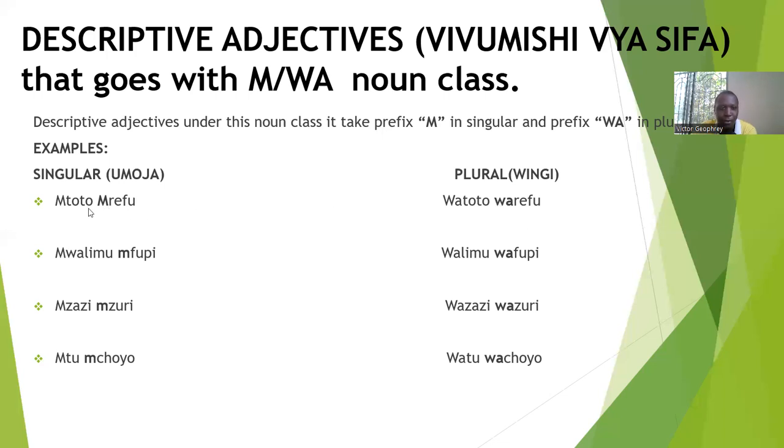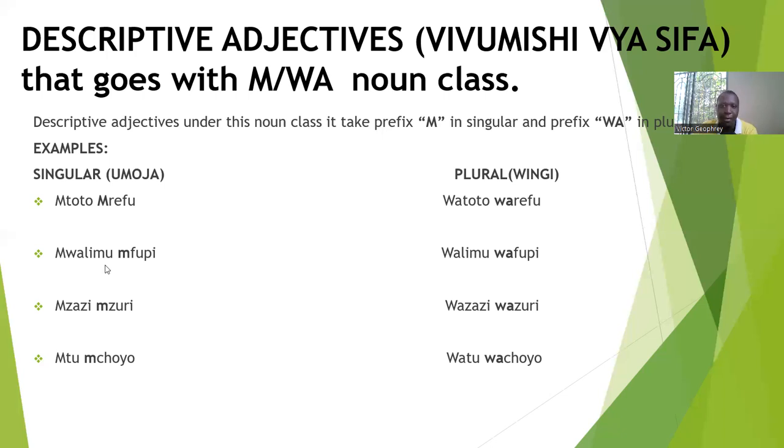Warefu is ref. So we just add wa to the singular, which is mtoto mrefu. Because it's one, you say mtoto mrefu. In the plural is watoto warefu. You cannot say watoto mrefu, because watoto is in the plural, so it's supposed to use warefu. You get me? Let's see another one.